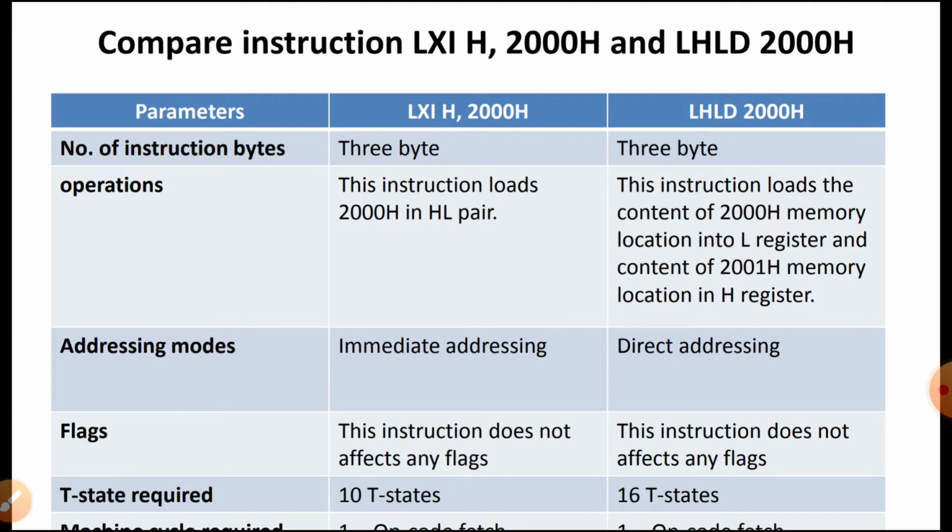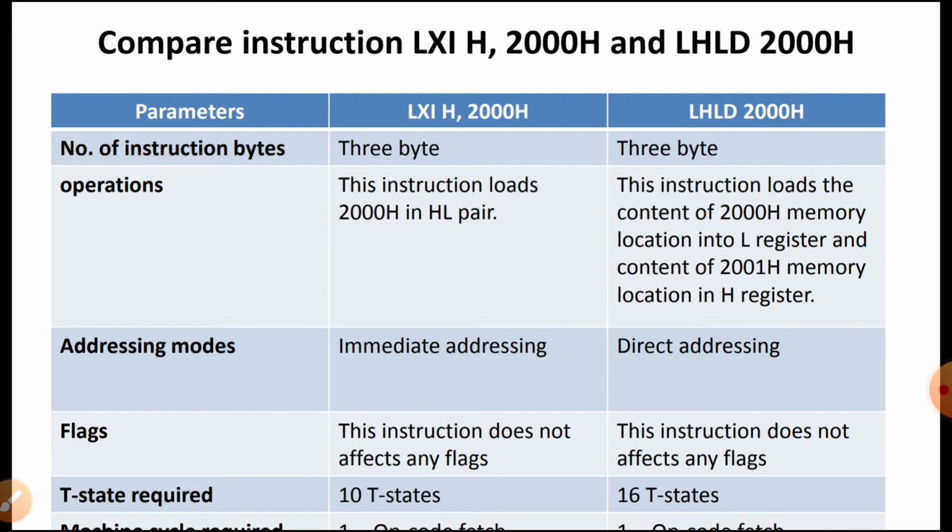Now the third comparison is between LXI H,2000 and LHLD 2000. LXI H,2000 is going to load 2000, meaning the 16-bit 2000H, into the HL pair, and the LHLD instruction is an instruction by which we load the content of memory location 2000 into the L register and the content of 2001 into the H register. So there is a certain difference. Of course, it seems to be the same instruction, but one is loading 2000 directly into the HL pair, but the other is loading the content of 2000 and 2001 into the HL pair.